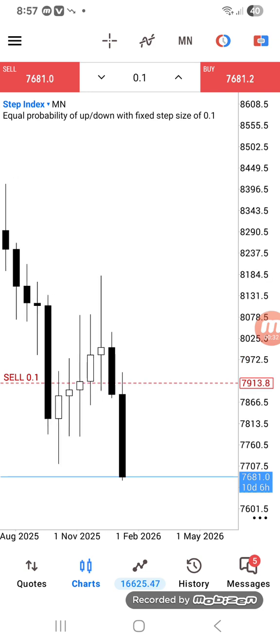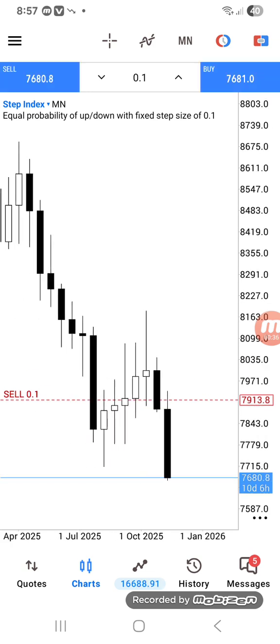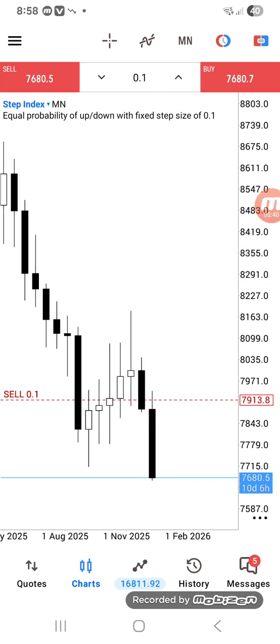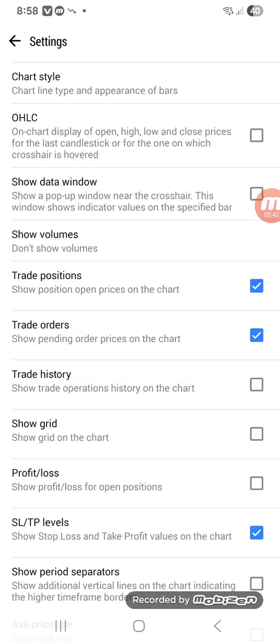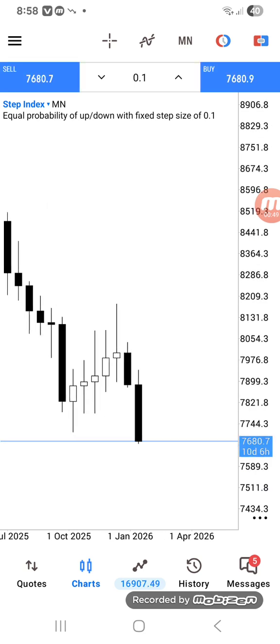I'm going to get the direction from the monthly time frame. Okay, now we can start. Let me remove the positions so that we can see how I got the entry.